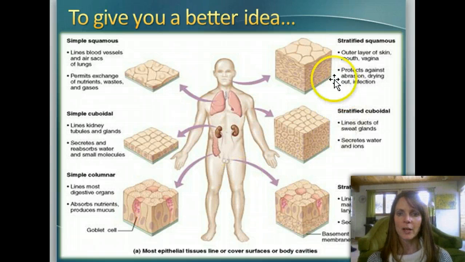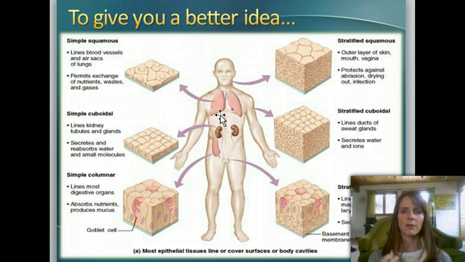Okay. Stratified squamous, which would be like your outer layer of the skin and the mouth. Stratified cuboidal lines ducts of sweat glands. Okay, secretes water and ions. And stratified columnar lines the epididymis, mammary glands, and the larynx. Okay, that again secretes mucus. Okay, so that gives you a better idea of where some of those epithelial tissues are found.